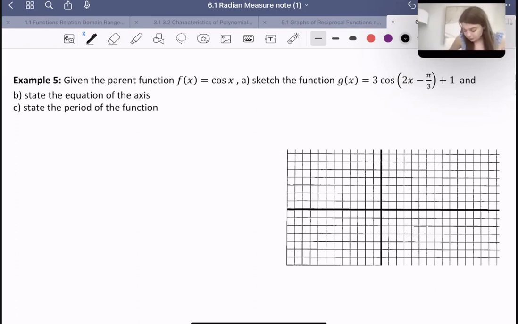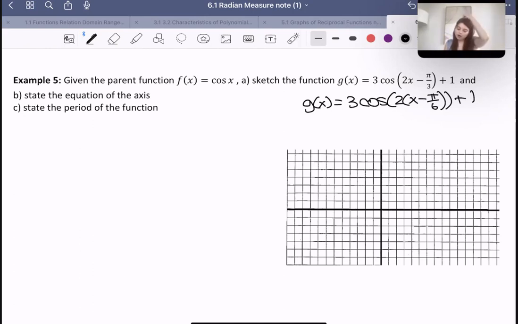Okay, so for this one, it says sketch the function, state the equation of the axis, and state the period of the function. One thing I want to point out right away is that this is not in the right form. This is not factored. So this is the same as g of x is equal to 3 cosine of 2 times x minus pi over 6, plus 1. What a lot of people would do is they would see this and think, oh, phase shift right, pi over 3. But no, that's not right. It's phase shift right by pi over 6 because it must be in factored form. It must be in the correct format for it to be right.